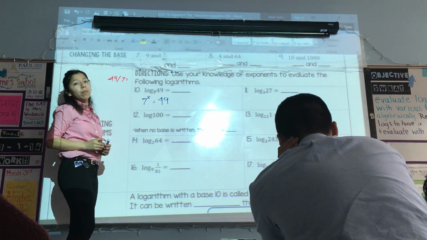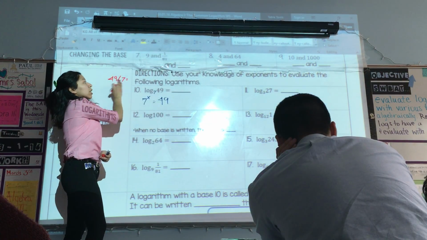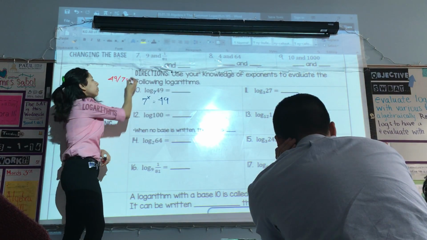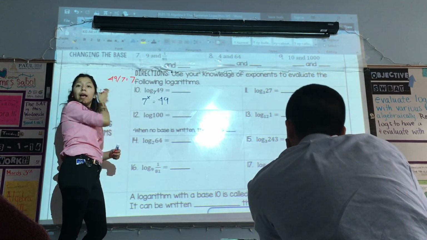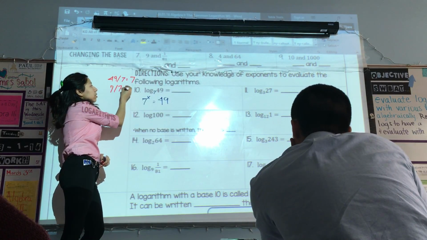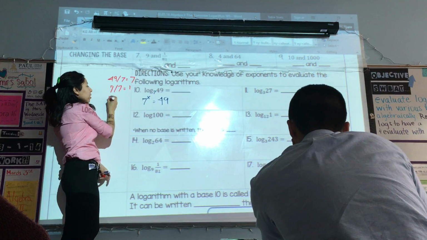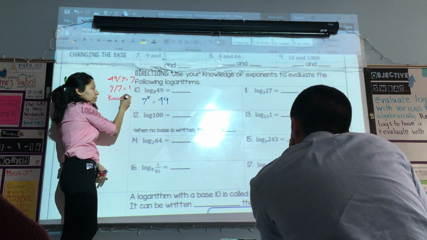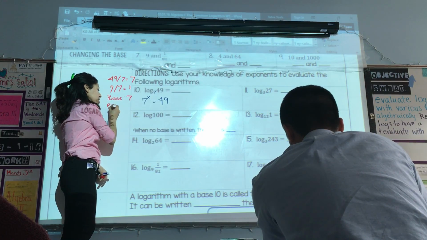49 is our larger number, our larger base. So we're going to divide it by our smaller base. 49 divided by 7 gives us? All right, and then we're going to keep doing this until our quotient equals 1. So finally we're going to do 7 over 7 and get? 1. All right, so when we rewrite this, our new base is going to be the number we divided by, which is? And our exponent?